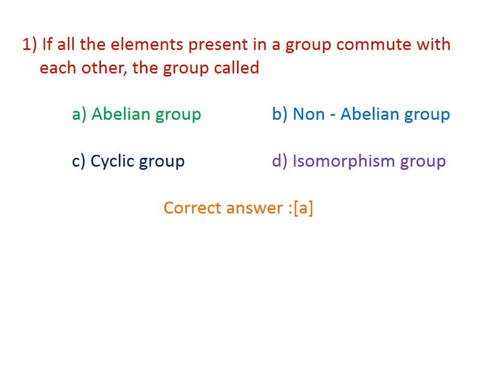questions from spectra. The first question: if all the elements present in a group commute with each other, the group is called. According to the definition of abelian group, if all the elements present in the group commute with each other, then the group is called abelian group. Therefore, the correct answer for this question is A.